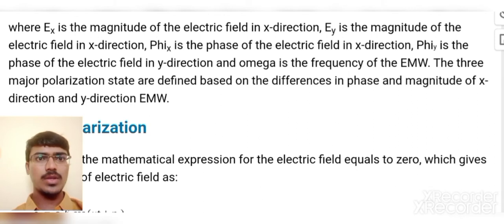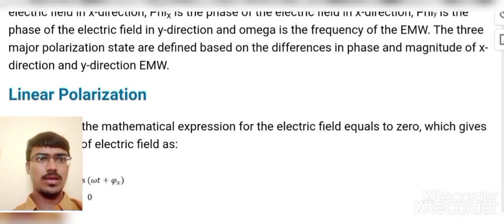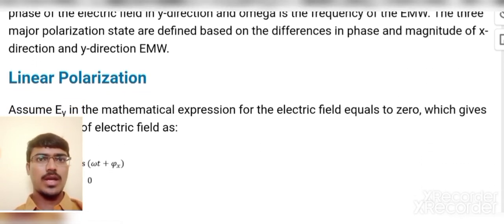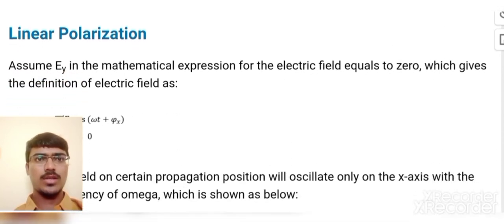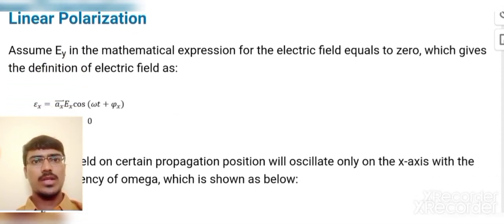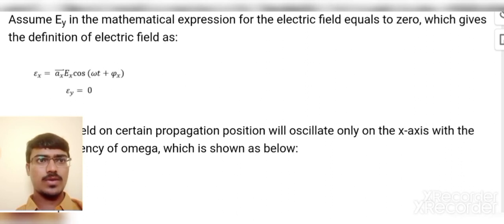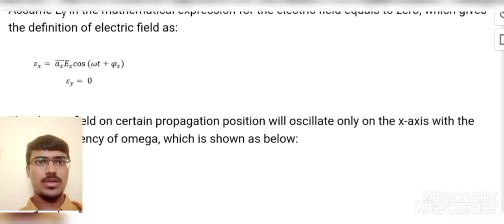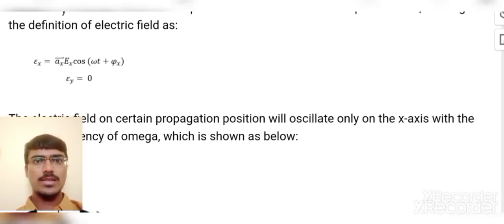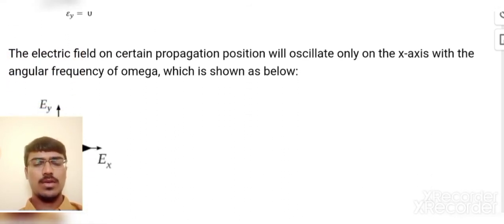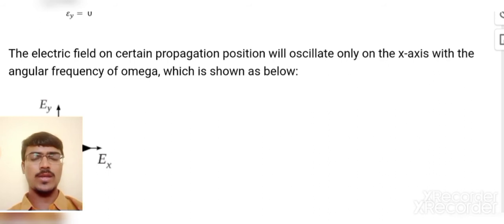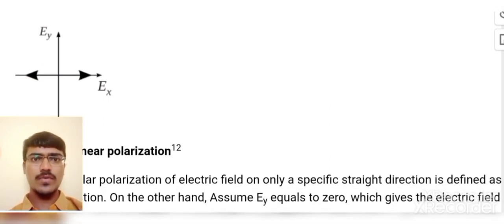The three major polarization states are defined based on the differences in phase and magnitude of the x direction and y direction EMF. The linear polarization: assume Ey, the mathematical expression for the magnetic, equals 0, which gives the definition of the electromagnetic field as Ex equal to Ax, Ex cos(omega t plus phi x), Ey equal to 0. The electric field at a certain propagation position will oscillate only on the x-axis with the angular frequency omega, which is shown in the figure below. This is the figure.